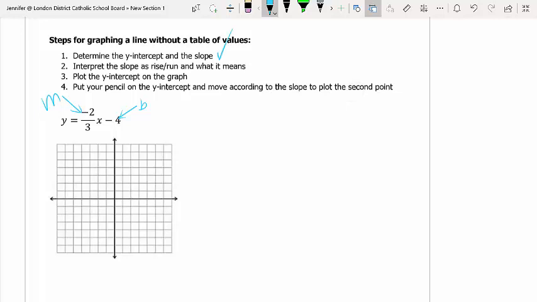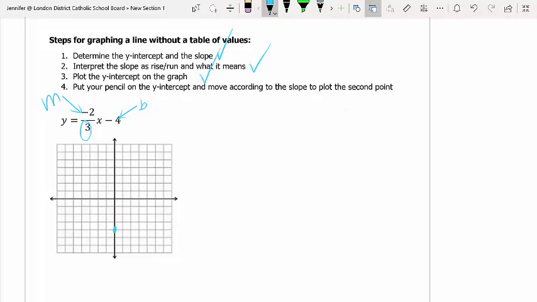Okay, interpret the slope and what it means. It's -2 over 3. That means there is a rise of -2. When the rise is negative, you're actually going down. So you're going down 2 spaces and to the right 3 spaces. Okay, plot the y-intercept. The y-intercept is -4.